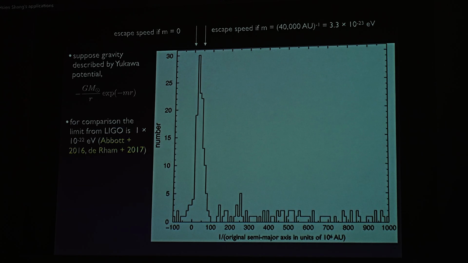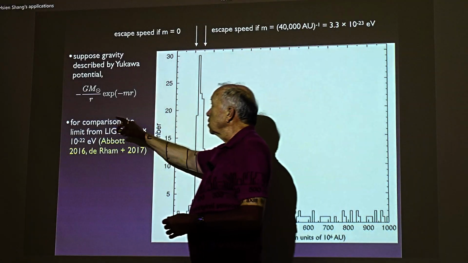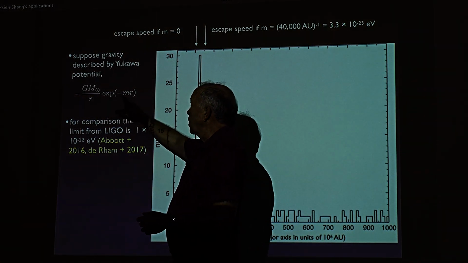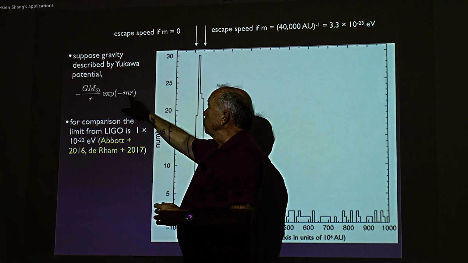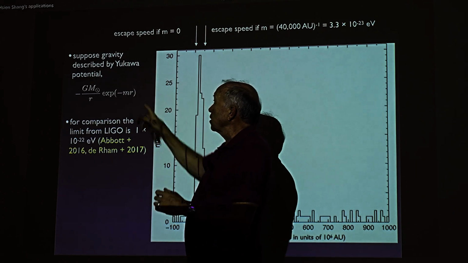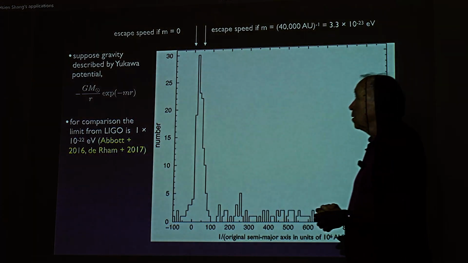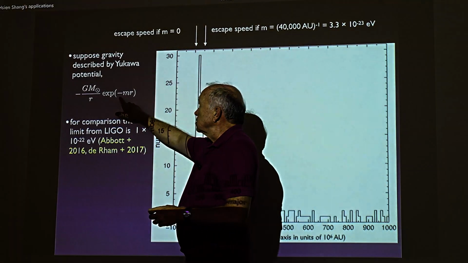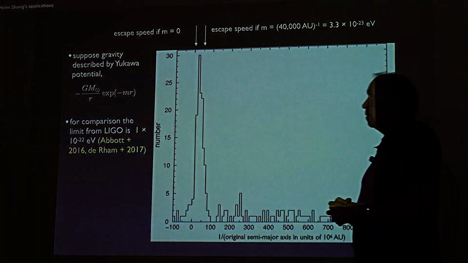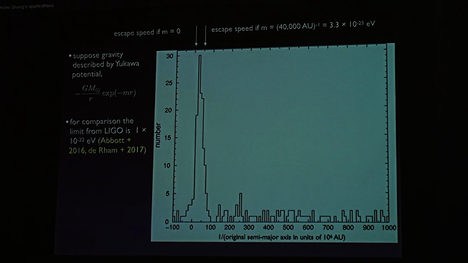So let's just imagine that gravity was described by a Yukawa potential. That is, instead of minus G M sun over r, you had an additional factor of e to the minus r over the Compton wavelength of a particle of some mass m. Because of the presence of this extra factor, the escape energy for a comet from the solar system changes.